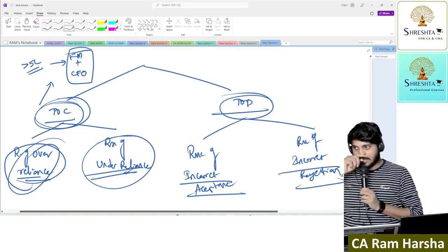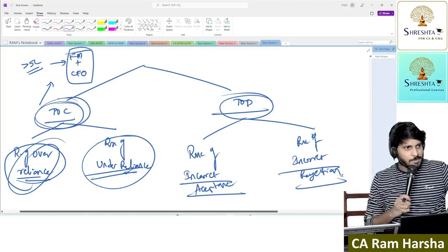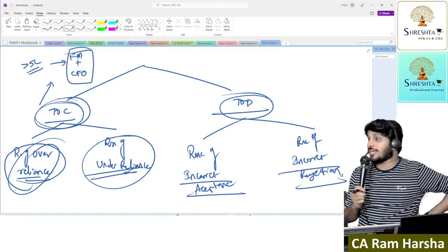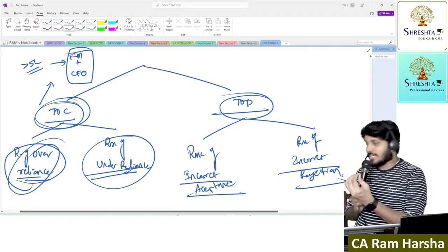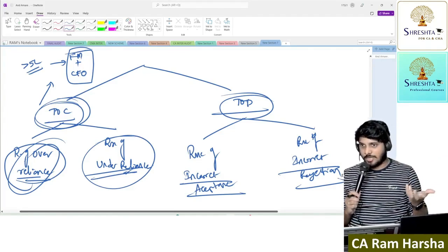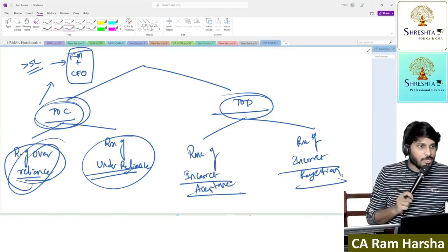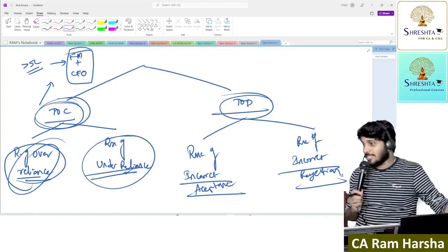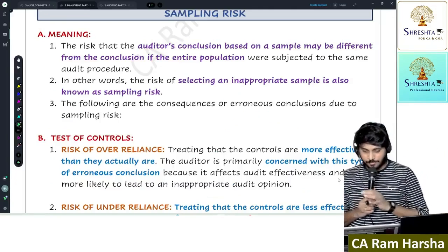Risk of incorrect rejection means what? I am rejecting population saying they are not true and fair. But this rejection is not correct. What will happen because of this? See, the sample I selected found mistakes. I felt entire population is materially misstated. So I said everything is not true and fair. Now because of this, is there an impact on audit risk? No. So, this is sampling risk and wrong conclusions that you might take up.